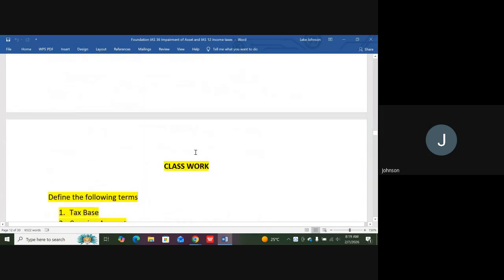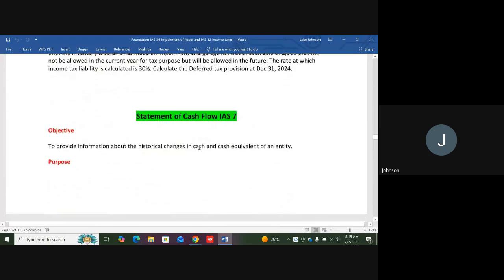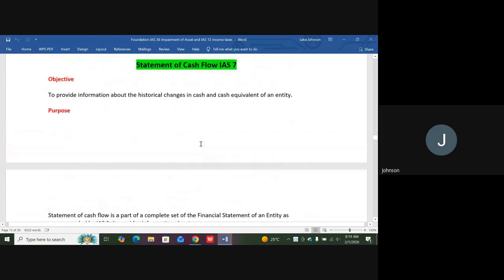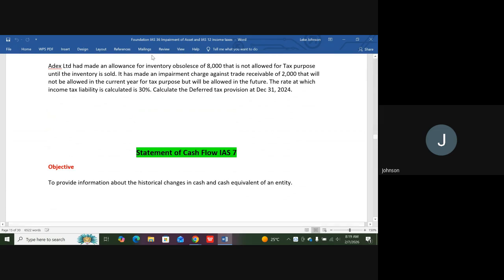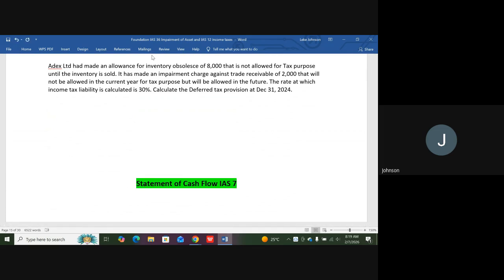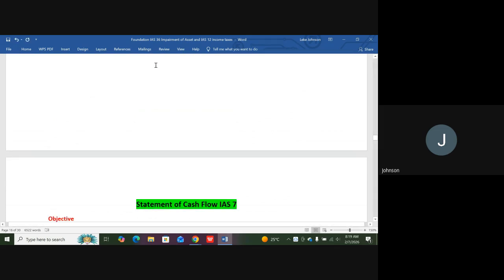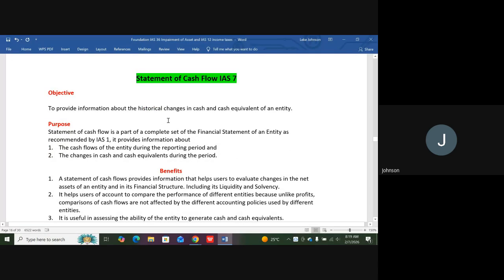Now, why is it important for us to learn this statement of cash flows? Because most times we want to make decisions, right? We want to make serious, critical decisions, and we need only cash to make that kind of decision.